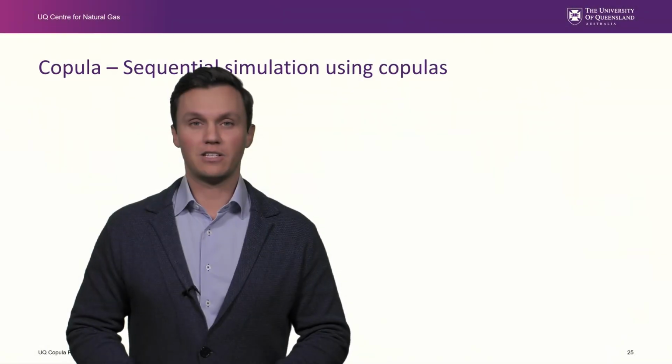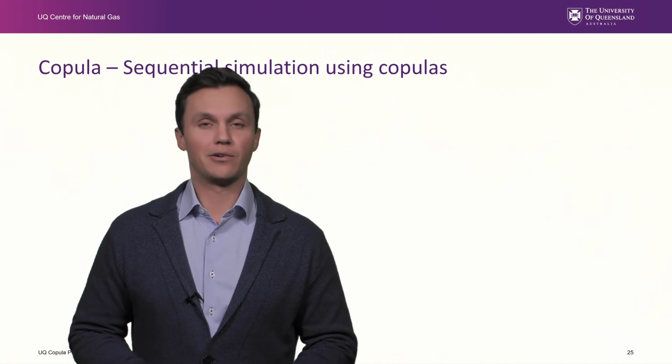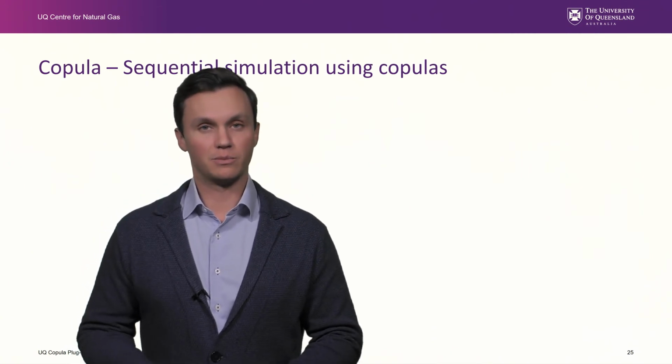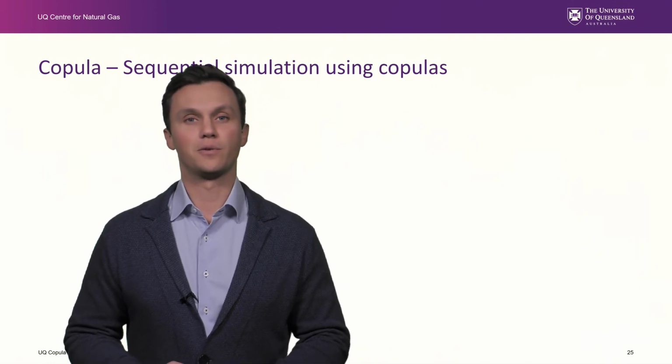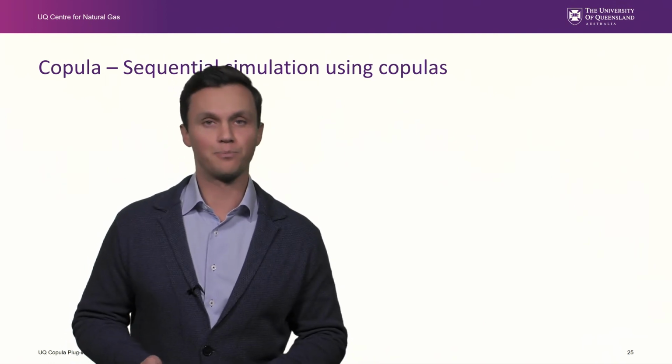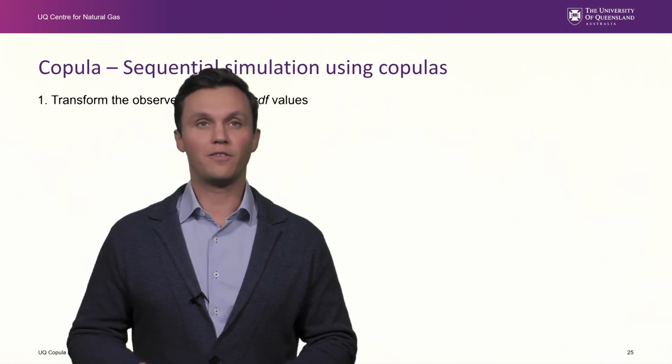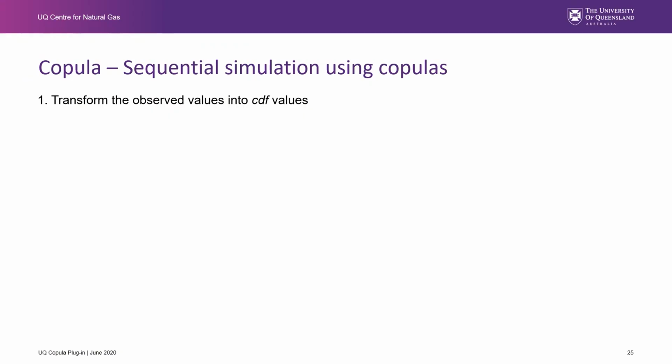The copula simulation algorithm is a sequential simulation algorithm, just like sequential Gaussian simulation, for example. In the following, I will briefly talk you through the individual steps of this algorithm. So at first, we need to transform our observations into copula space, or rank space, or CDF space, which again removes the influence of the marginal distribution. So we are just interested in the actual underlying dependence.